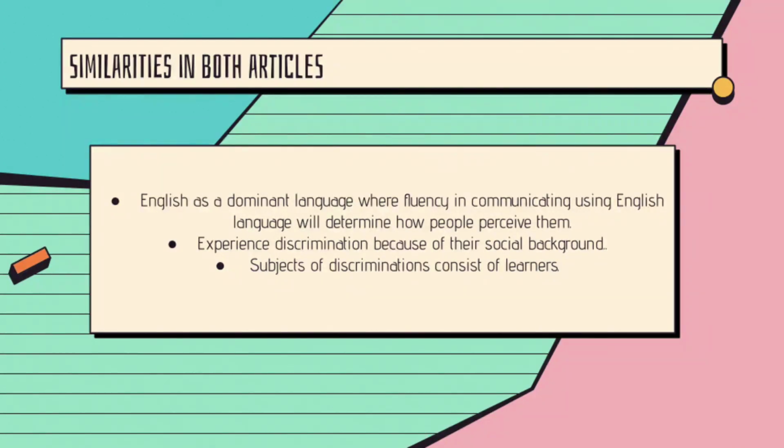The first one is English as a dominant language, where fluency in communicating using the English language will determine how people perceive them. The second one is experience discrimination because of their social background. And lastly, subjects of discrimination consist of learners.